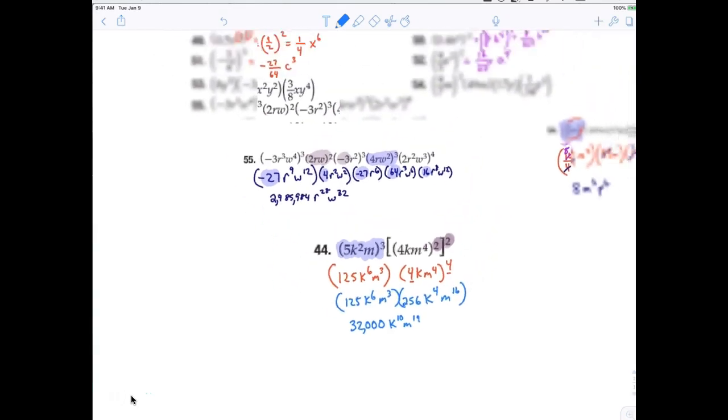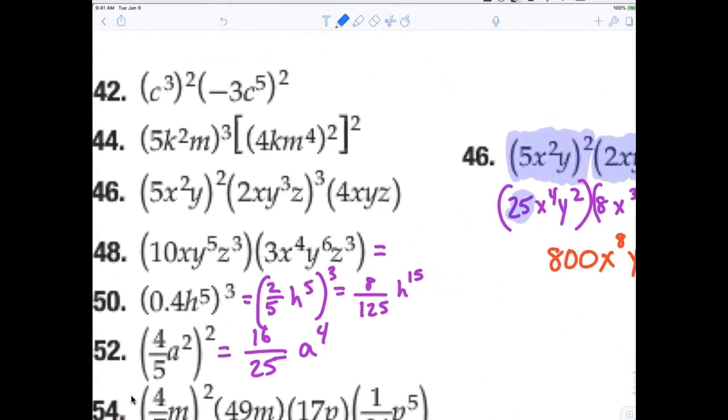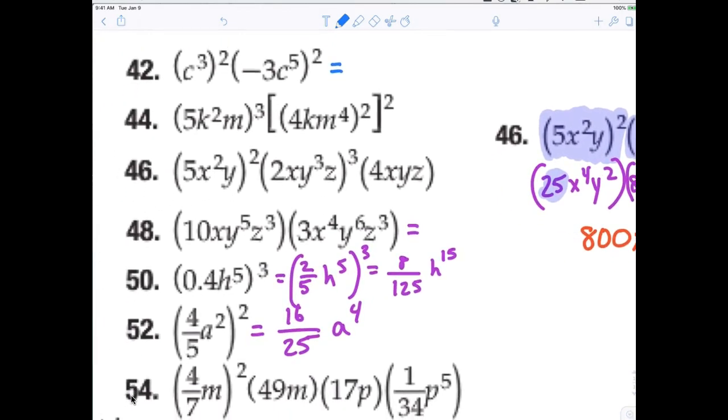Now, let's take a look at 42 now. All right, simplify. We can simplify 42 right there.